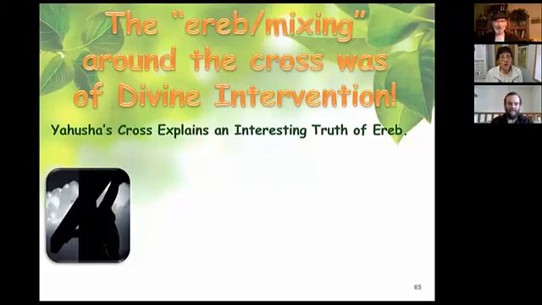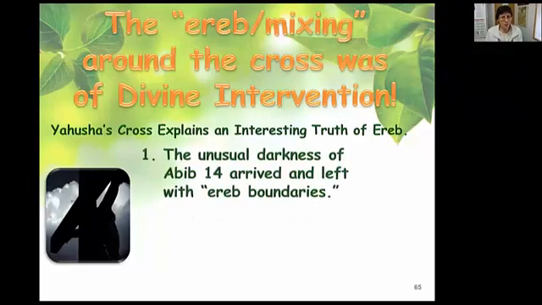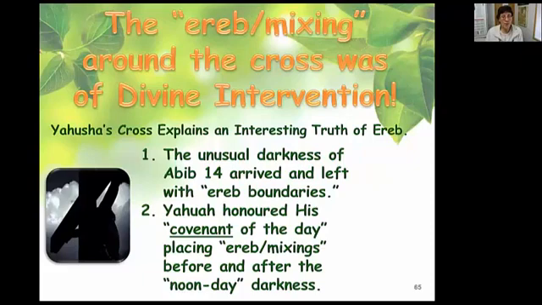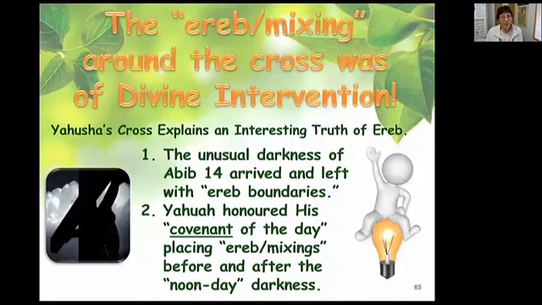So Yeshua's cross explains an interesting truth about Aibv. The unusual darkness of Aibv 14 arrived and it left with these Aibv boundaries. And Yahuwah honored his covenant of the day, placing Aibv mixings before and after the noonday darkness. And I'm saying that's when the lights came on for us. So wonderful, wonderful, extraordinary things that we are taught.